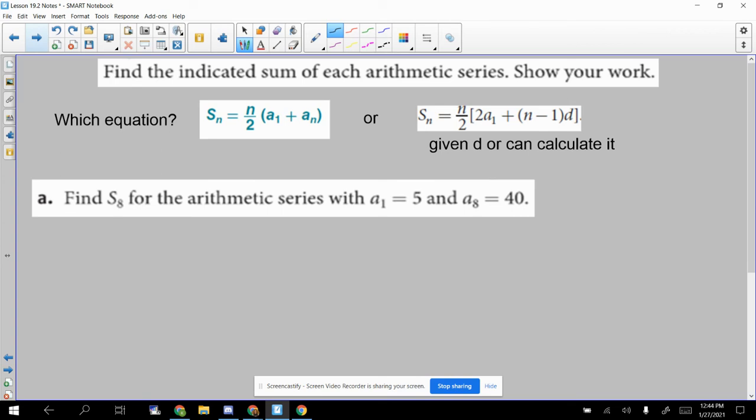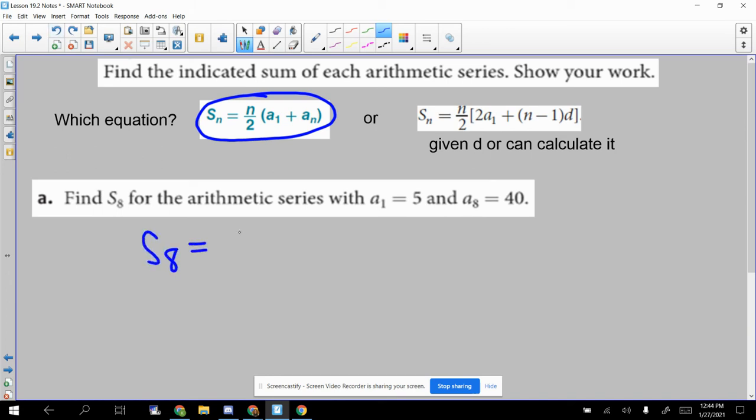So first, part A says, find S sub 8 for the arithmetic series with A sub 1 equals 5 and A sub 8 equals 40. First you have to figure out which formula you're going to use. We're given the first term and the 8th term and asked to find the sum of the first 8 terms. Well, that means that we're going to use this formula here because we don't have the common difference, nor can we calculate it. So we are going to use this first formula, and we are going to find the sum of the first 8 terms.